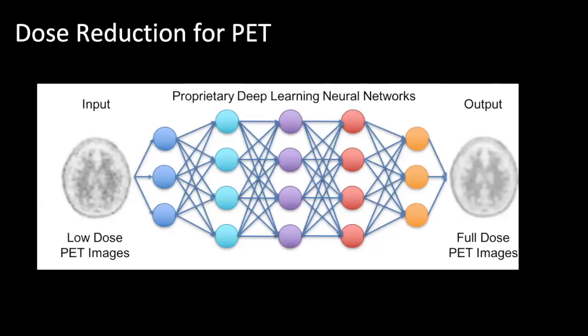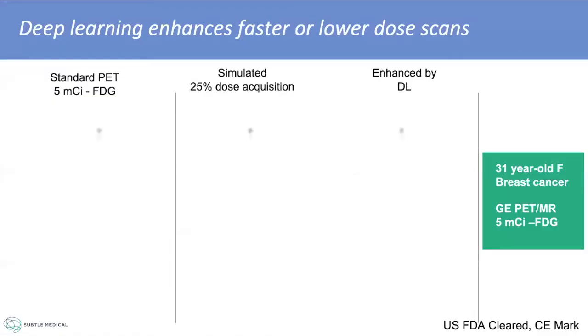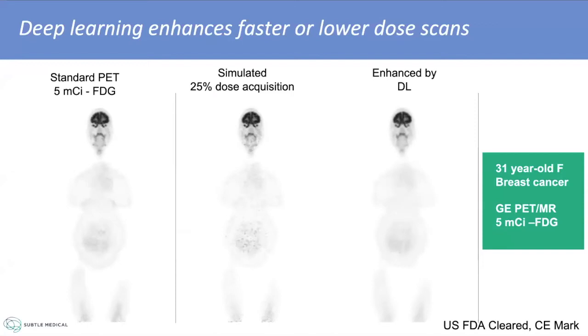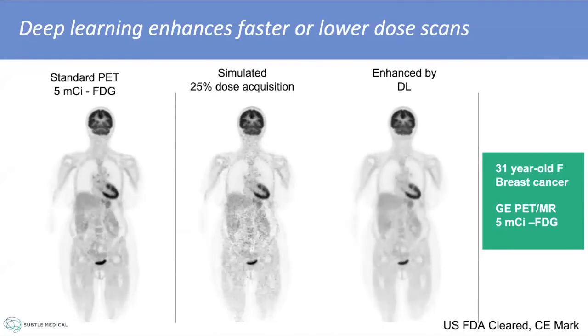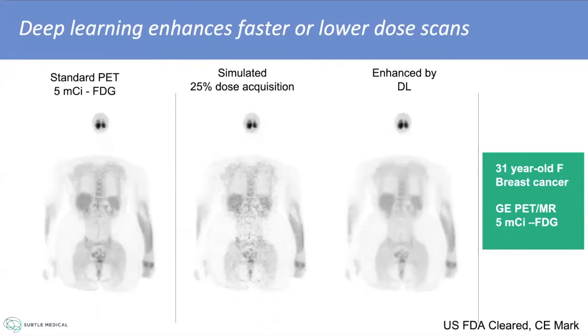So, you might not be surprised, one approach to this is in the image space, just very similar to what I showed you before. While this does show a fully connected layer network, typically these are done using UNet type algorithms. And here are just some examples of a standard PET done at 5 millicuries, which is already pretty low dose compared to what we used to have.